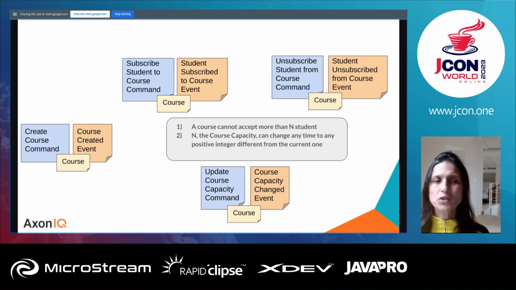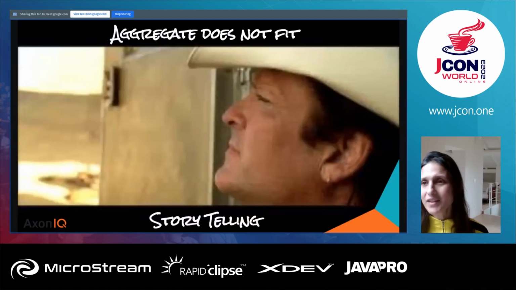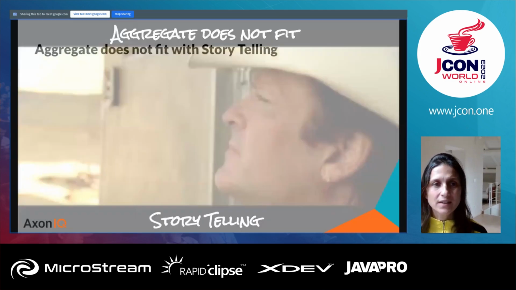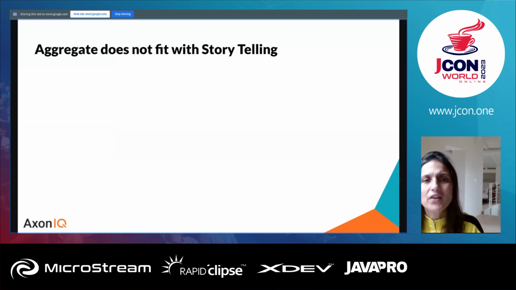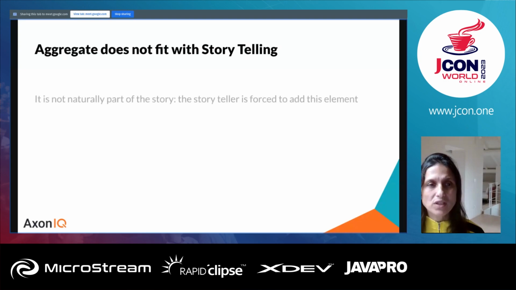So this is the first bad guy in our story. The aggregate does not fit with storytelling. So the introduction of the aggregate into storytelling breaks the fluidity of the discovery process, because it is an element that does not emerge naturally from the story. It's us technicians who try to forcefully introduce it to satisfy our needs.